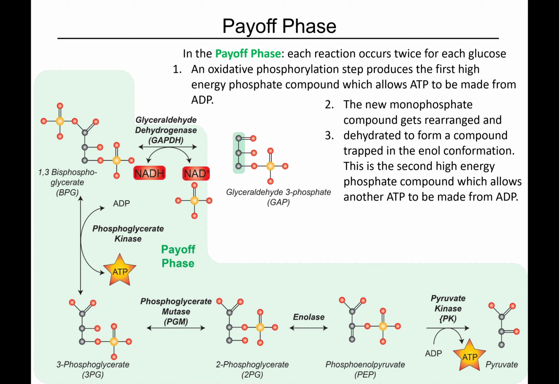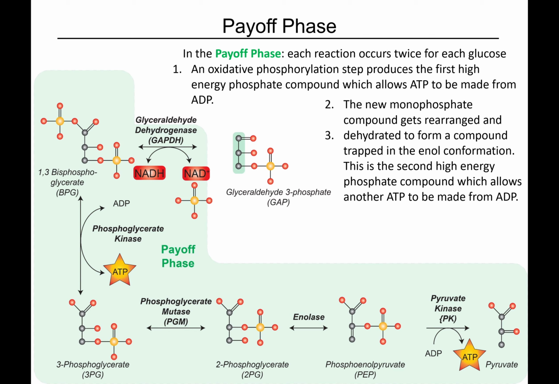Anytime we have an oxidation, it's coupled to a reduction. So the oxidation of the aldehyde produces electrons. Those electrons are given to NAD+ to generate a reduced equivalent of NADH. That's the oxidative part of it.